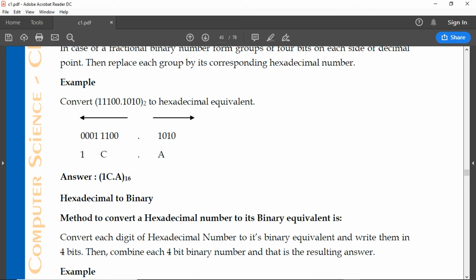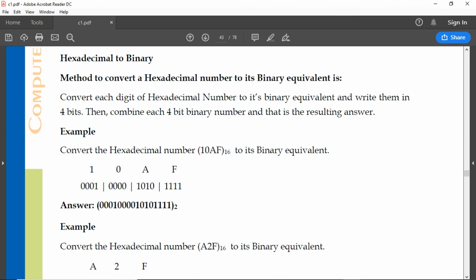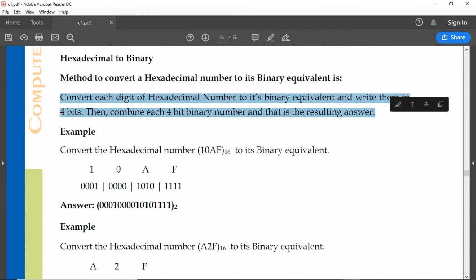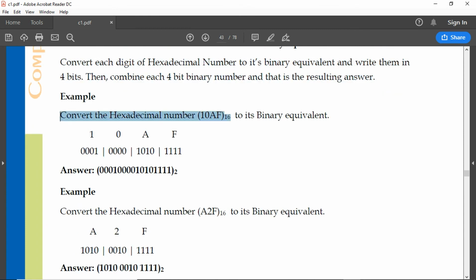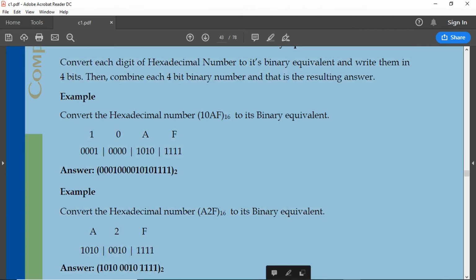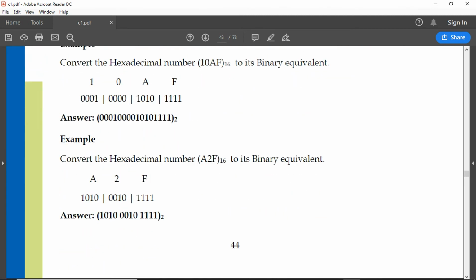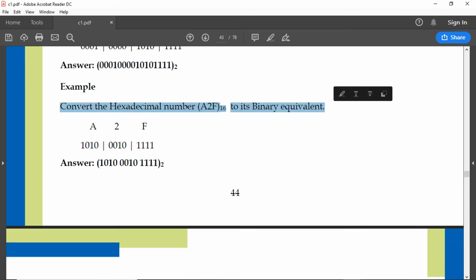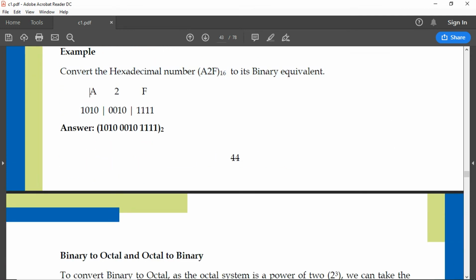Method to convert a hexadecimal number to its binary equivalent: convert each digit of the hexadecimal number to its binary equivalent and write them in 4 bits. Then, combine each 4-bit binary number and that is the resulting answer. Example. Convert the hexadecimal number 10AF base 16 to its binary equivalent. 10AF gives 0001000010101111. Answer: 0001000010101111, base 2.